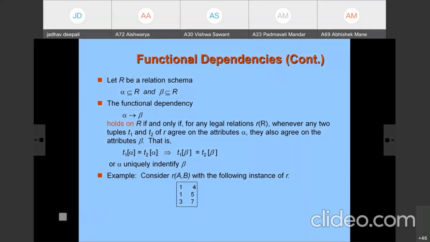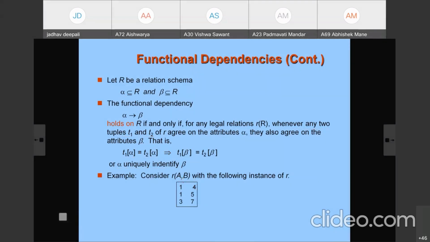Now we consider this example. This is A, this is B. We are going to say whether A tends to B or B tends to A. Start with the first tuples T1 and T2, both are same. According to the definition, if T1 alpha is equal to T2 alpha, then T1 beta must be equal to T2 beta. Is it there? No, it is not there. That's why A tends to B does not hold on this relation R.